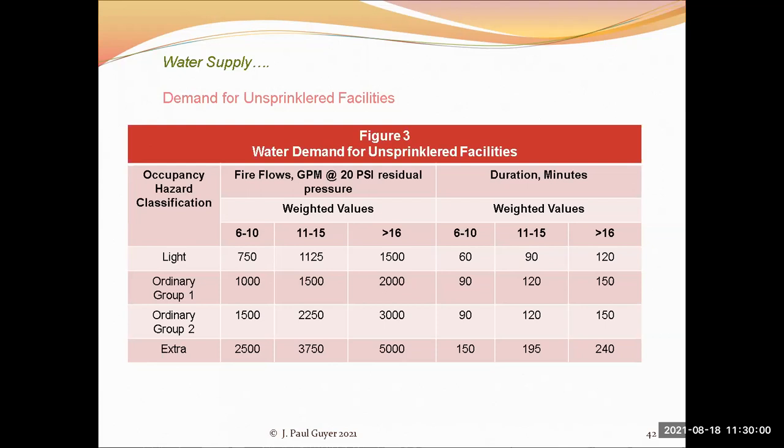And then on up to the most hazardous extra hazard classification, 6 to 10 points, 2500 GPM, greater than 16 points, 5,000 GPM, gallons per minute. And for what number of minutes is this flow required? Light hazard, 6 to 10 points, 60 minutes, greater than 16 points, 120 minutes, on up to, for the extra hazard building, 6 to 10 points, 150 GPM, pardon me, 150 minutes. And then greater than 16 points, 240 minutes.